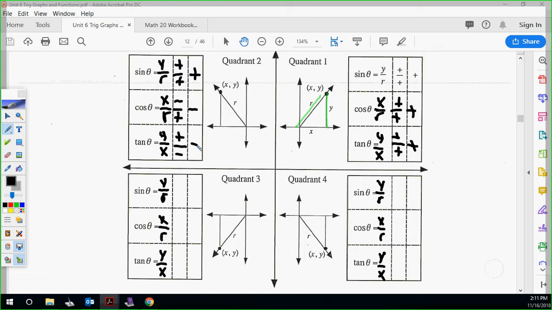Quadrant 3. The y is negative now over the r, which is positive, so negative. The x is also negative over the positive r, and then y over x is negative over negative. R is always positive.